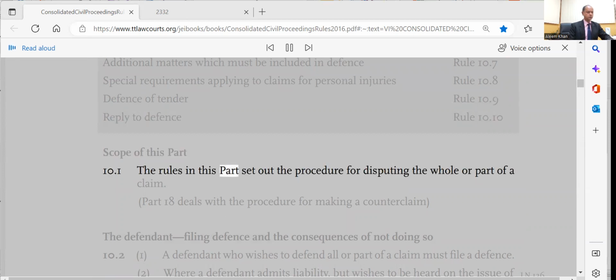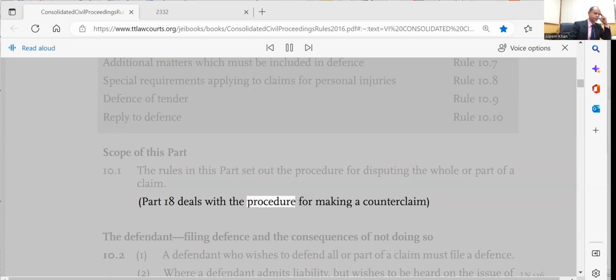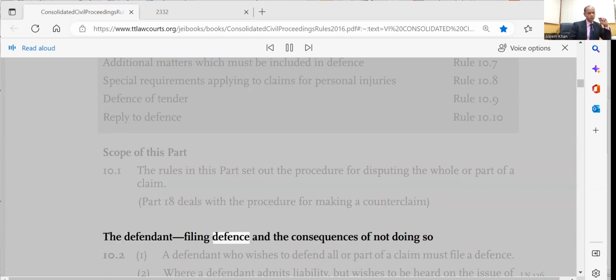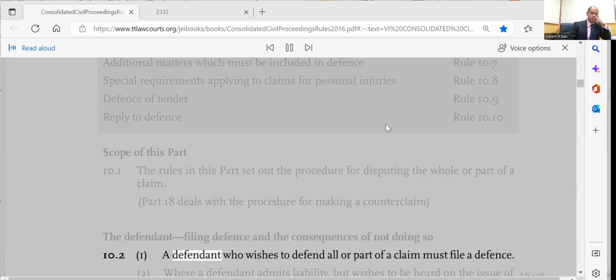10.1 The rules in this part set out the procedure for disputing the whole or part of a claim. Part 18 deals with the procedure for making a counterclaim. The defendant, filing a defense and the consequences of not doing so. 10.2 1. A defendant who wishes to defend all or part of a claim must file a defense.